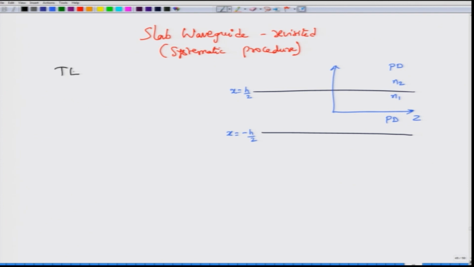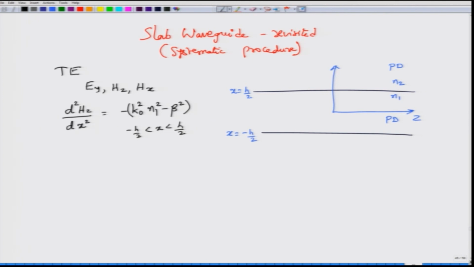Now, before we can even start the systematic procedure, I already know that if I am going to consider the transverse electric modes, then the only non-zero components that I am going to have will be Ey, Hz and Hx, of which Hz will have the following wave equation, which we have seen already: d square Hz by dx square equals minus k0 square n1 square minus beta square, as long as x is between minus h by 2 and h by 2.